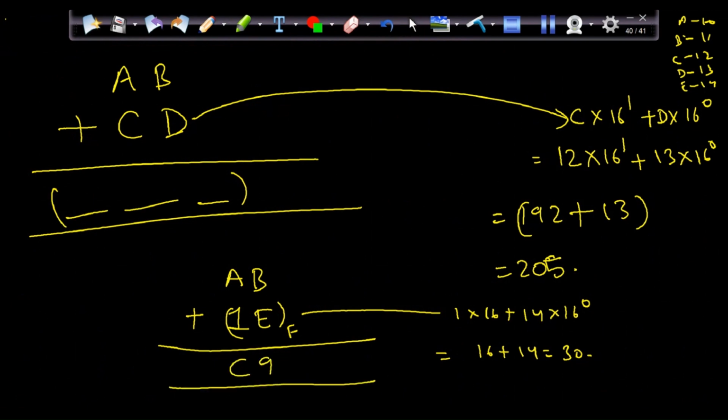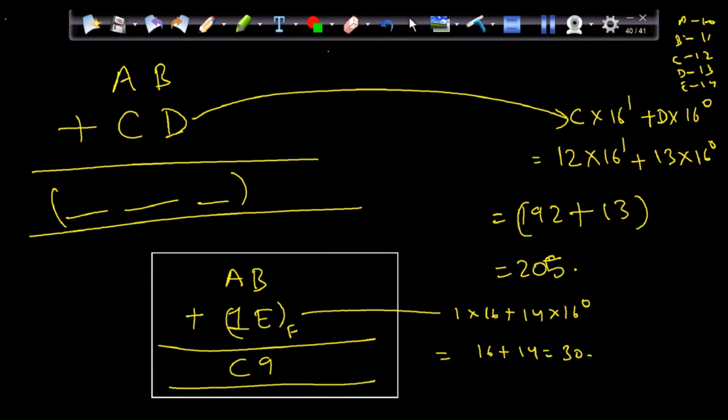Now let's perform this addition using the carry method and verify. So if you look at this position only, then B plus E is what? B is actually 11 and E is actually 14. So 11 plus 14, we are doing decimal addition. We are converting B into decimal, we are converting E into decimal, and we are performing the decimal addition. So 11 plus 14 is 25.